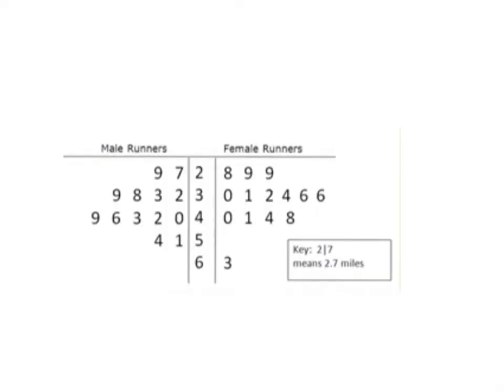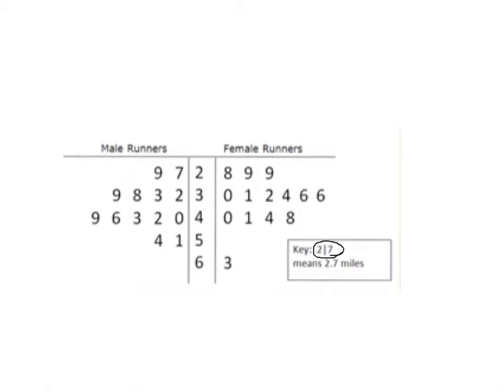This is shown in our stem and leaf plot below. Again, our key says 2 | 7 is equal to 2.7 miles. We can see that we have the 14 data points for females and the 14 data points for males. We are now asked to compare the distribution of both males and females.